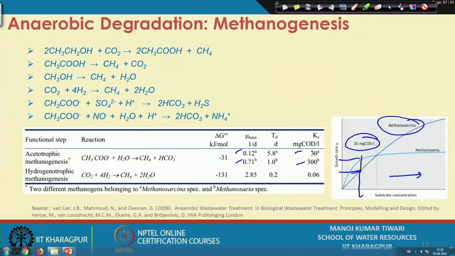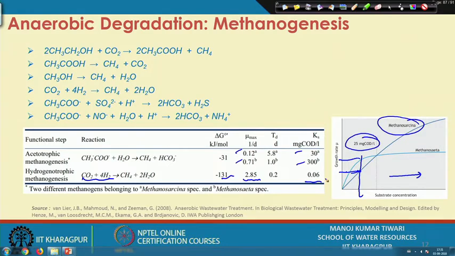There are hydrogenotrophic methanogens which convert carbon dioxide and hydrogen to methane and water. They are also spontaneous reactions, with pretty low values of delta G. The species typically involved has a Ks value of 0.06, so it can be very effective. A low Ks value means that it can work at even very low concentrations and give significant rates, and mu max is 2.85, which is again a pretty high value.